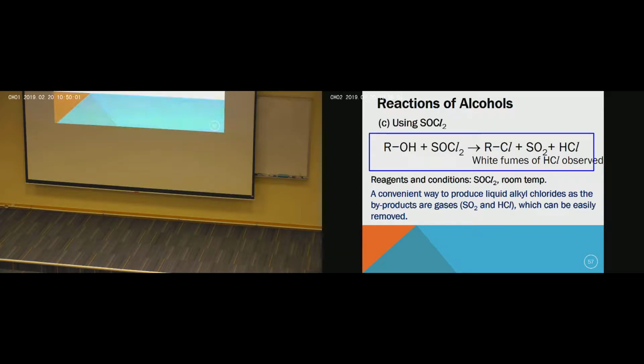So up to now, let's recall, how many ways are you expected to memorize to convert ROH into RCl? How many ways? 3 ways. First way, react with HCl gas, correct or not? Second way, react with PCl3 or PCl5. Third way, react with SOCl2. 3 ways, right? A, B, C.